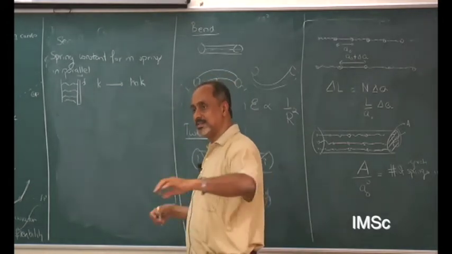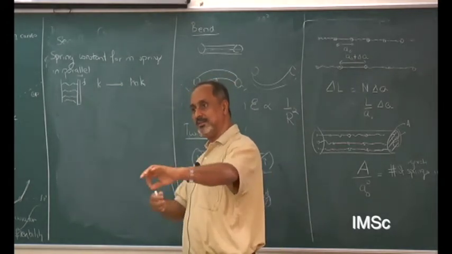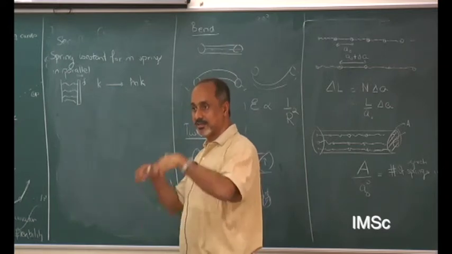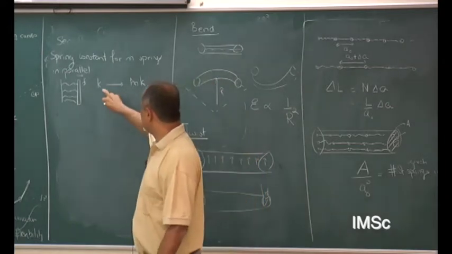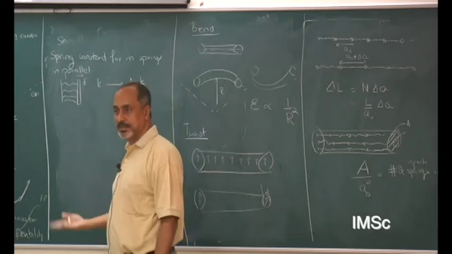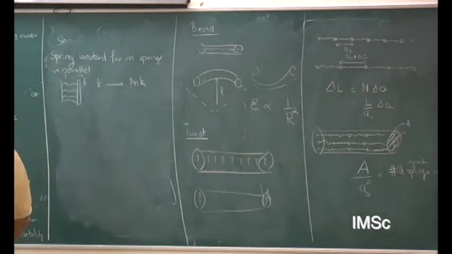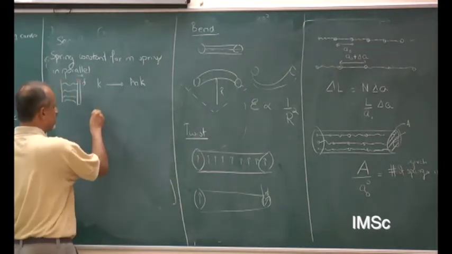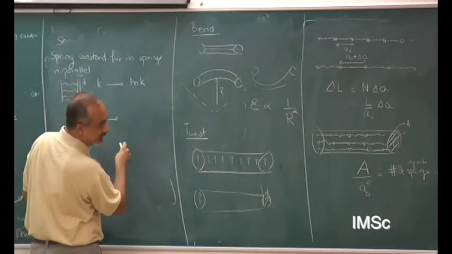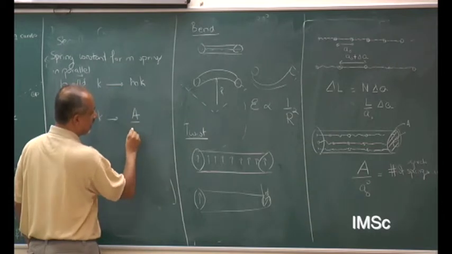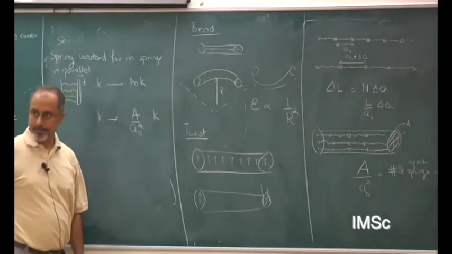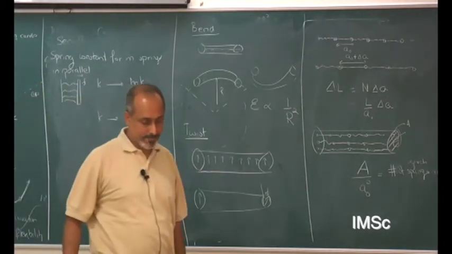If they were all attached in series one after the other, it's equally easy to pull at it. But to put them in parallel, you have to fight against all of them together. So the spring constant now becomes much larger. It becomes a factor of m times k. And in this case, we know now the number of springs in parallel. So we replace k by A divided by A naught squared times k. Okay?